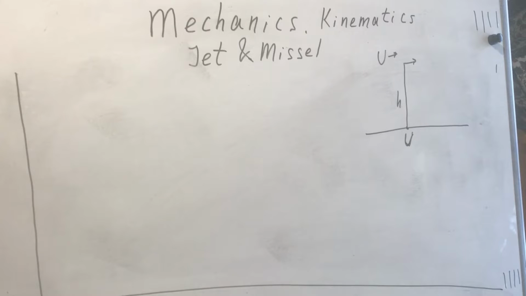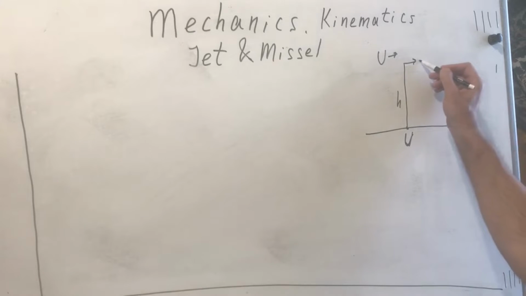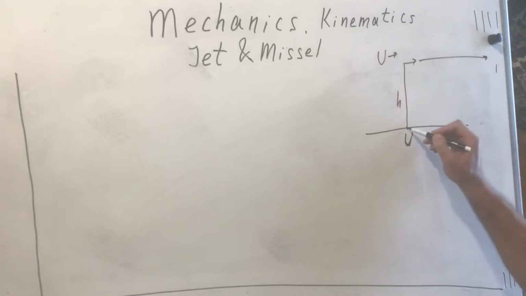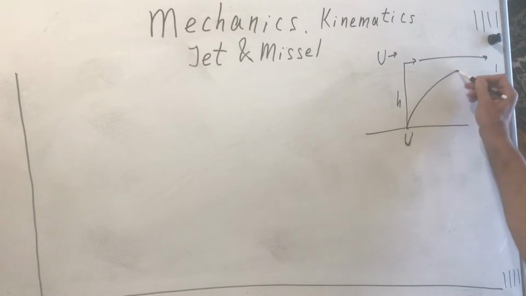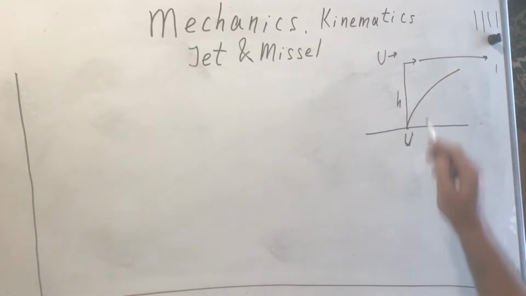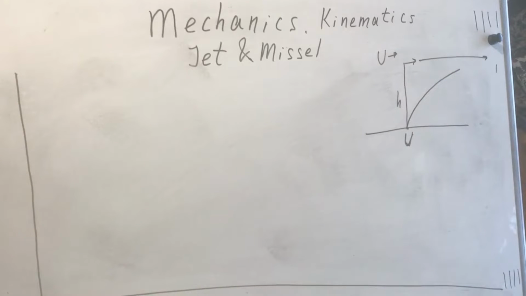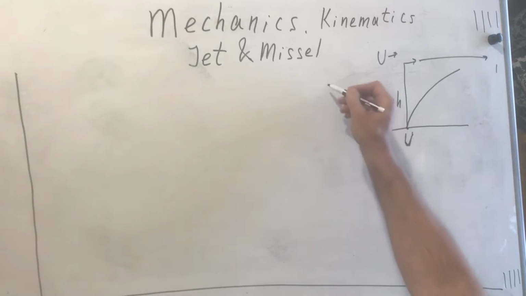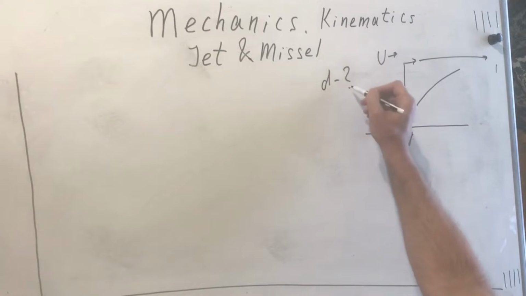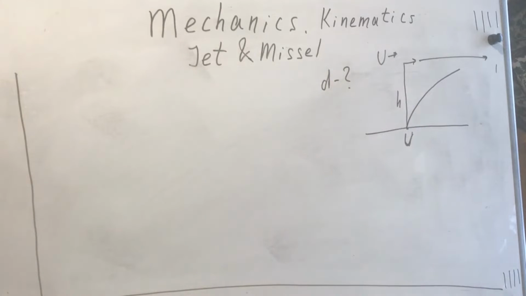So we need to find what happens in the future when the jet is going this way and the missile is going like this, because these two velocities are equal to each other. It means that this missile never reaches our jet, but we have to find what the final distance between them is. What is this final distance d? So that's the question.